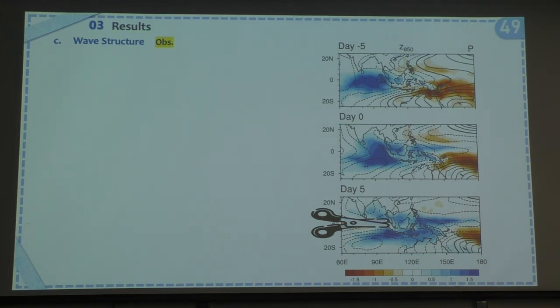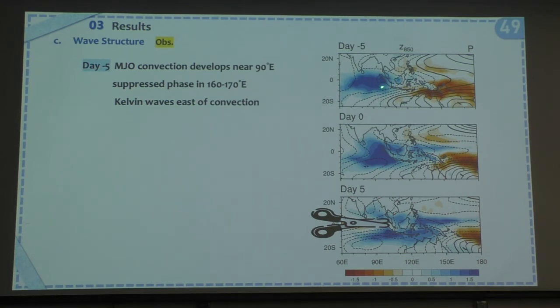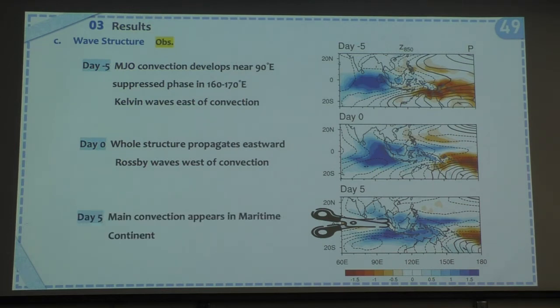So at day -5, the Andrew developed in the Indian Ocean in front of land that are suppressive phase. And focusing on the contour, there is the Kelvin wave structure signal over here. And the total signals will propagate eastward close to the Maritime continent. And you can see there is a little Rossby wave gyre west of the convection. At day 5, the convection appears in the Maritime continent and the Andrew structure is very clear over here.